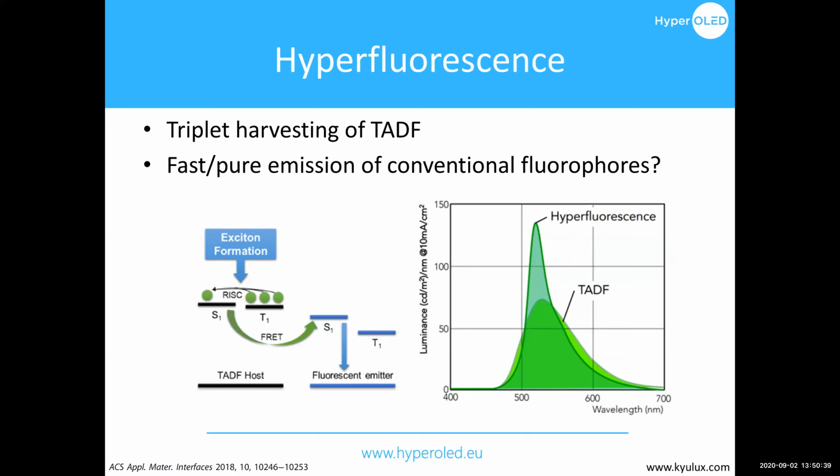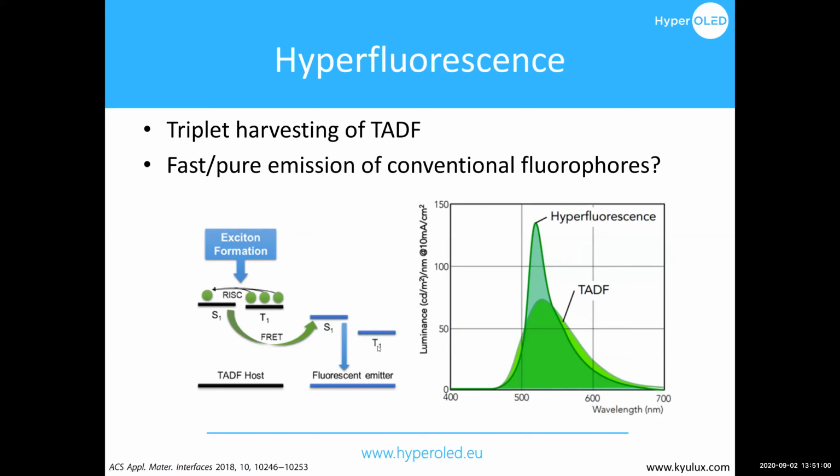What this hyperfluorescence approach, or TADF-assisted fluorescence approach, hopes to achieve is to mix together a TADF material and another separate fluorescent material in the same LED. You get energy transfer from the TADF, which is doing the triplet harvesting, onto the fluorescent.